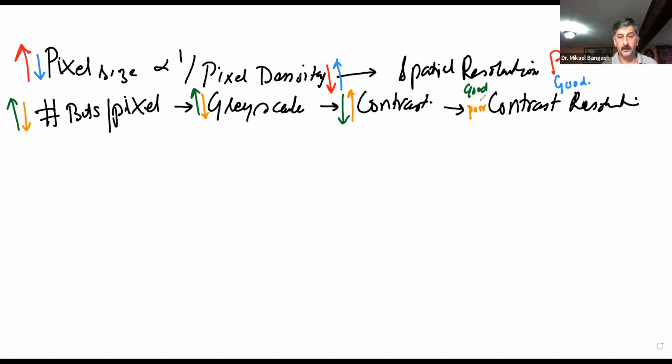So pixel density will determine whether we have a good or bad spatial resolution. And it's mainly the number of bits per pixel that will determine whether we have a good or bad contrast resolution. Is that clear? Okay.